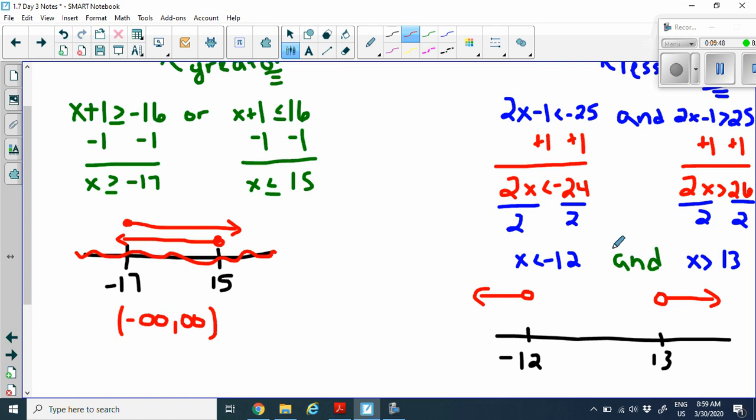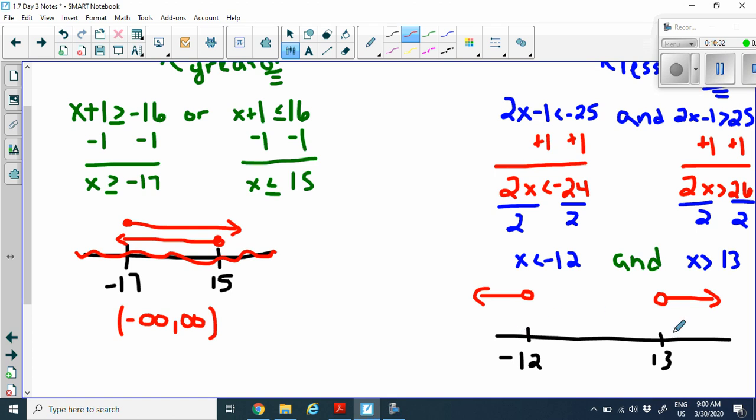So notice here, usually with ands, we shade in between because we want numbers that work for both of these inequalities. But if we look here, actually our shading goes opposite directions. Now, if we think about it, let's just choose some numbers. Let's choose a number that is smaller than -12, right? Let's say -13. Well, we plug -13 into this inequality. Well, -13 is less than -12. That's true. But is it also greater than 13? So -13 greater than 13. Oh, that's not true. So that doesn't work. Okay, let's choose a number that is greater than 13, right?